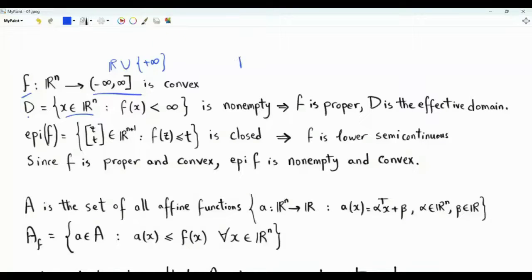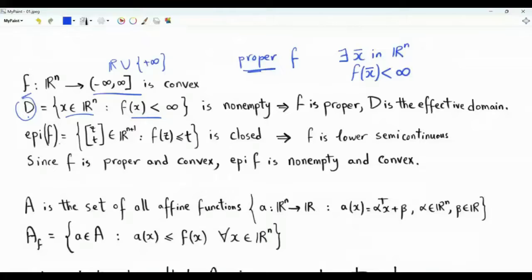Here we are interested in a proper convex function f. By proper, we mean that the effective domain is non-empty. So there exists at least one point in the n-dimensional space such that the value of the function at that point is finite, is strictly less than infinity.